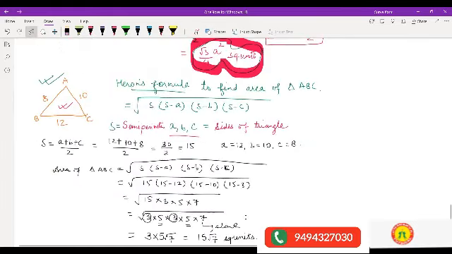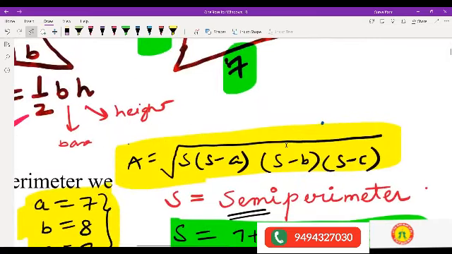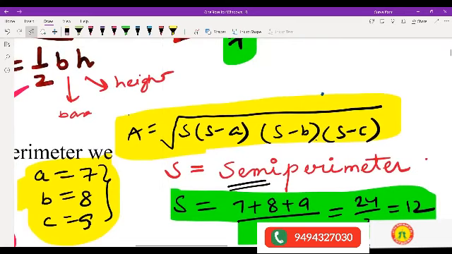See, formula is only S, S minus A, S minus B, S minus C. That's it. This yellow color formula. Area is equal to root over S into S minus A, S minus B, S minus C.